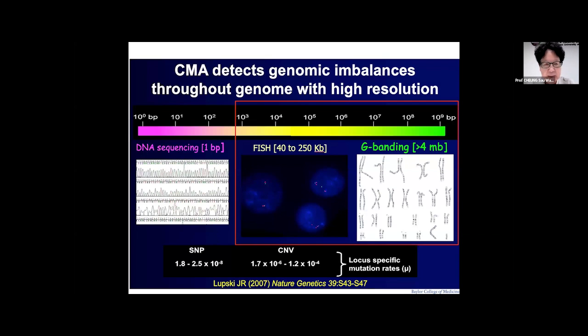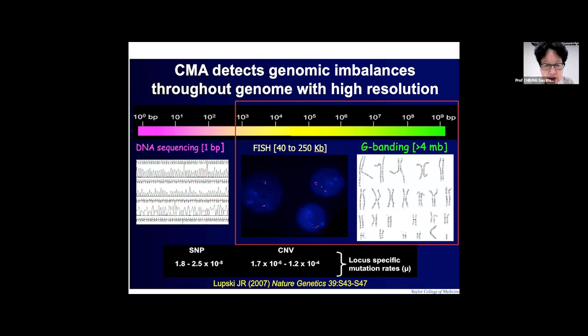To remind everybody about the genome at high resolution: traditionally, on one end is the G-banded chromosome. These are blood chromosomes, which give a high resolution, but the highest resolution is about 4 megabases. In contrast, when we use FISH, fluorescent in situ hybridization, the resolution is about 40 to 250 kb.